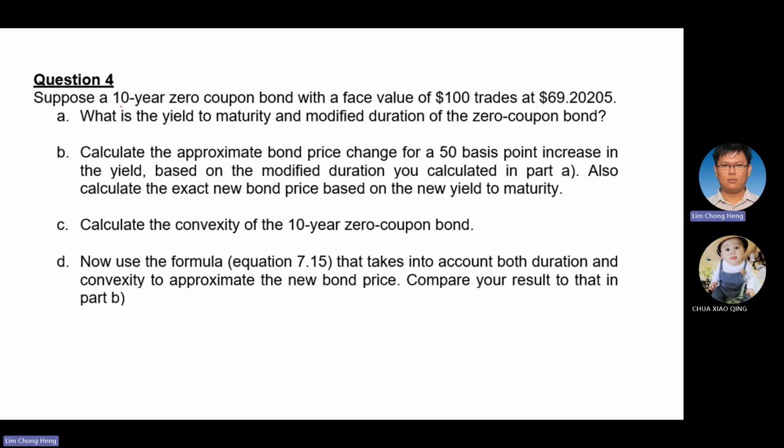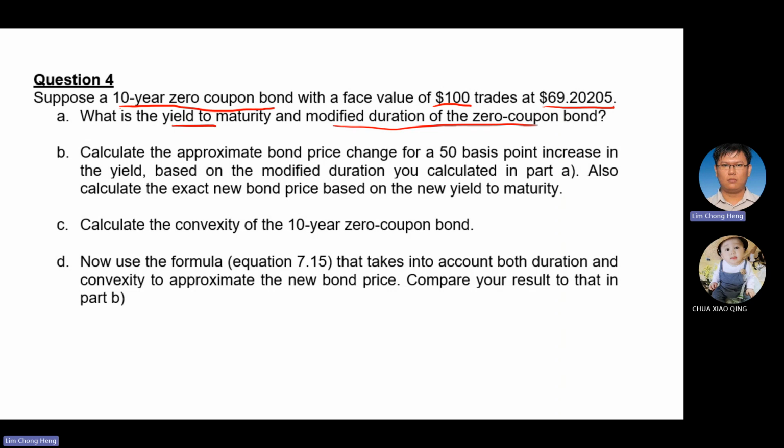Now we assume we have a 10 year bond. The par value is 100 ringgit. The price today trades at 96.20205, which means the PV today. The question asks what is the YTM and what is the modified duration for this zero coupon bond.